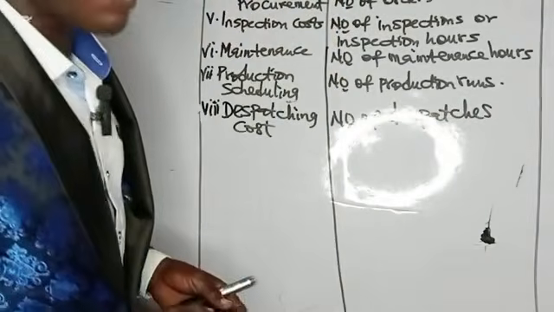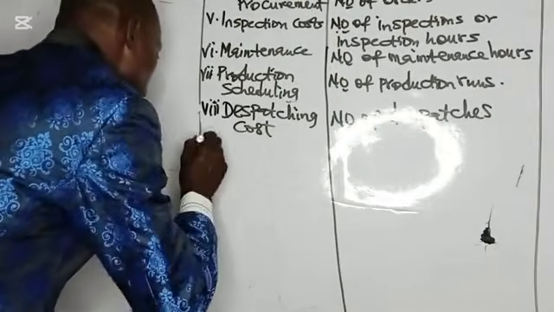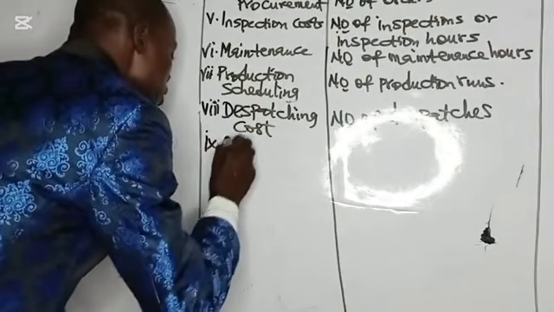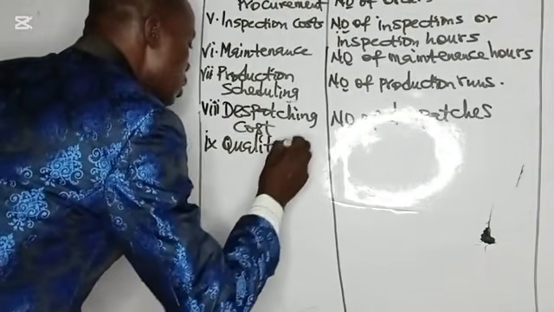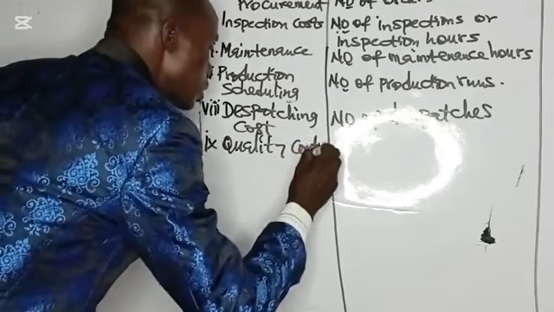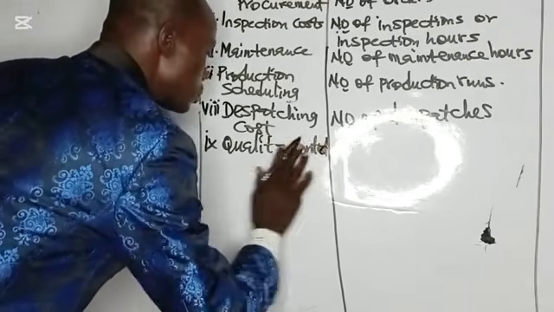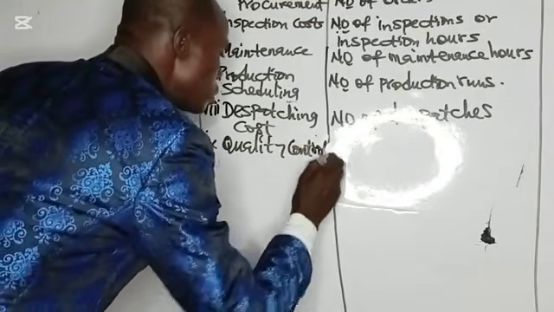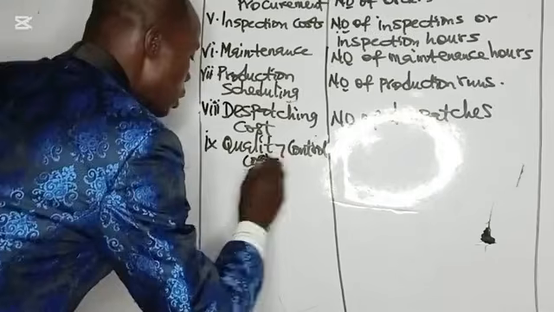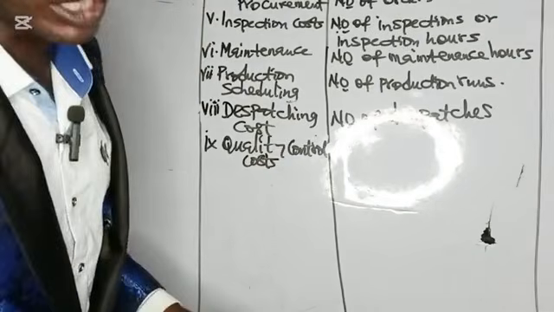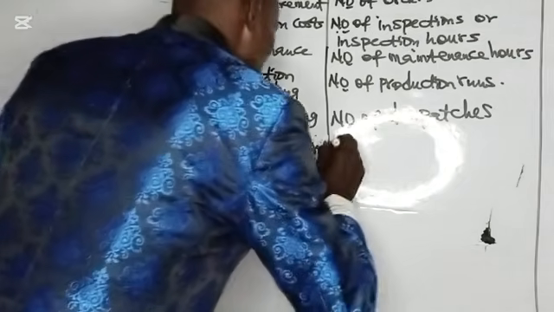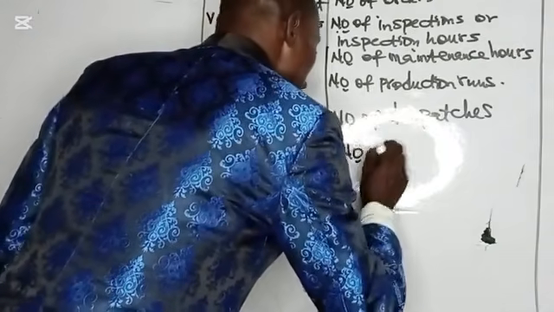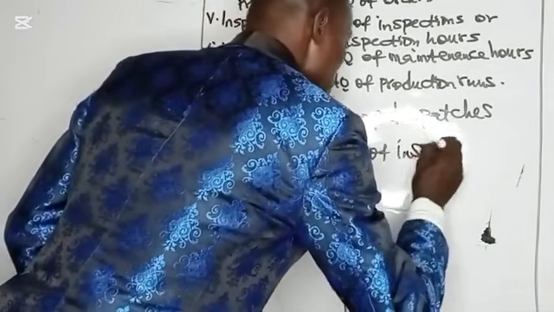Number 9, we have quality control cost. Quality control cost driver is number of inspections.